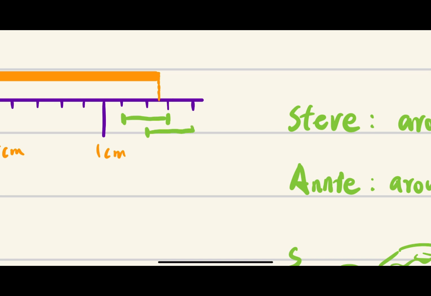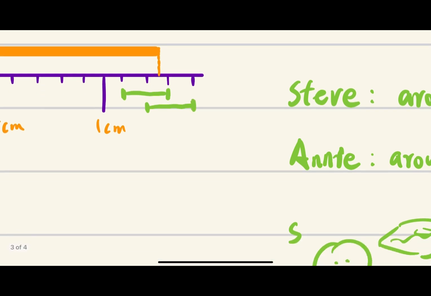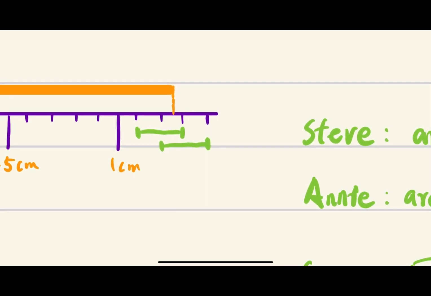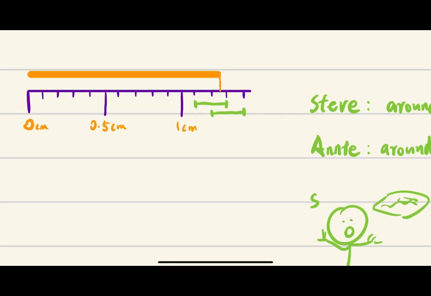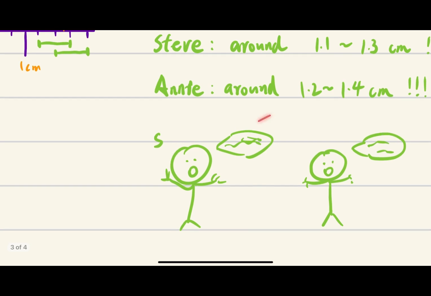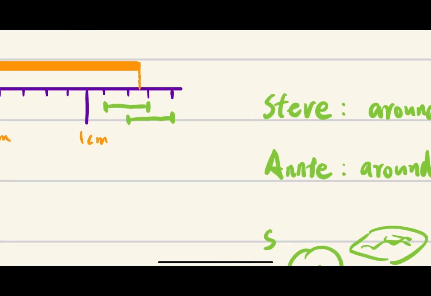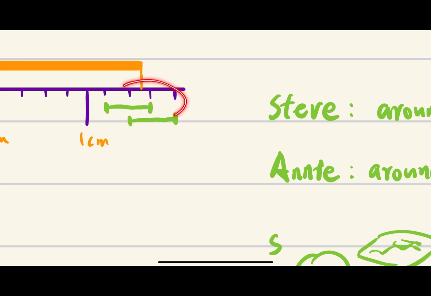And who is correct? Since we are not sure, we know the value is around this region, but we don't know specifically what the value is. So even though they're arguing, oh, I'm correct, they are both correct. In this case, we only know the range. We don't know the exact value. So they are both correct.